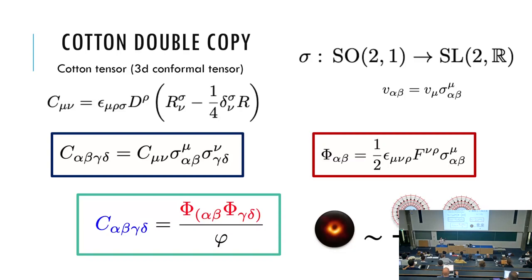In double copying, curved spacetimes are very difficult, so we're going to use twistor space as a playground to actually find this double copy relationship.